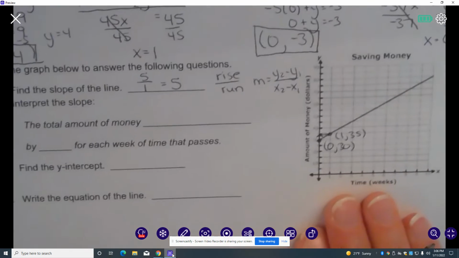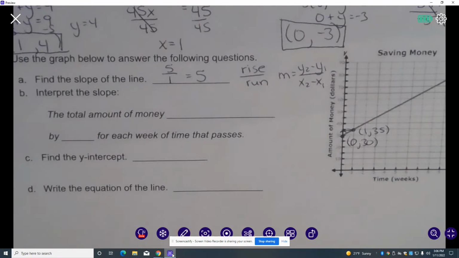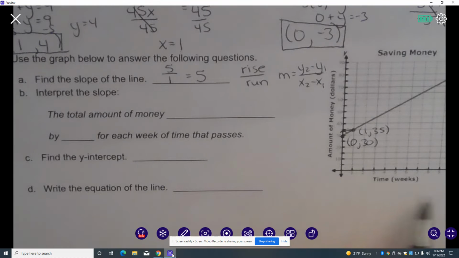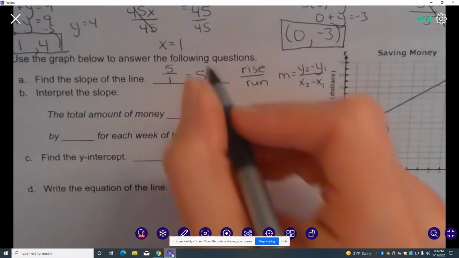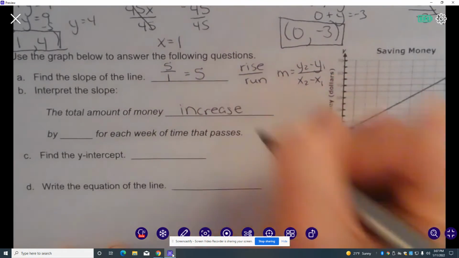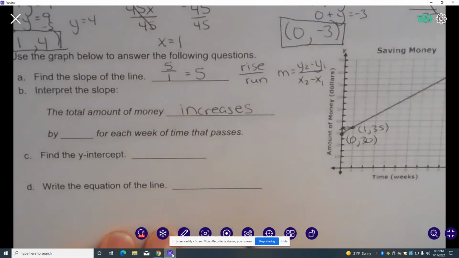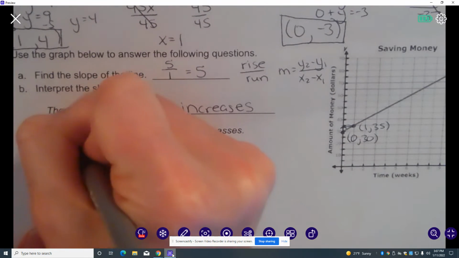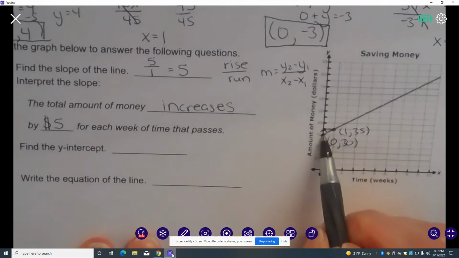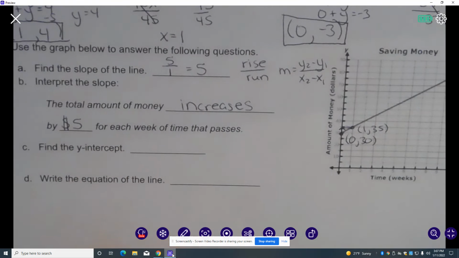So now they want me to interpret the slope. So the slope tells us how my y value is changing with respect to x. So my y value is money, and my x value is weeks. So since my slope is positive, my total amount of money is increasing. The total amount of money increases by 5, my slope. So it increases by $5 for each week of time that passes. So for every 1 week that goes by, my money went up $5.